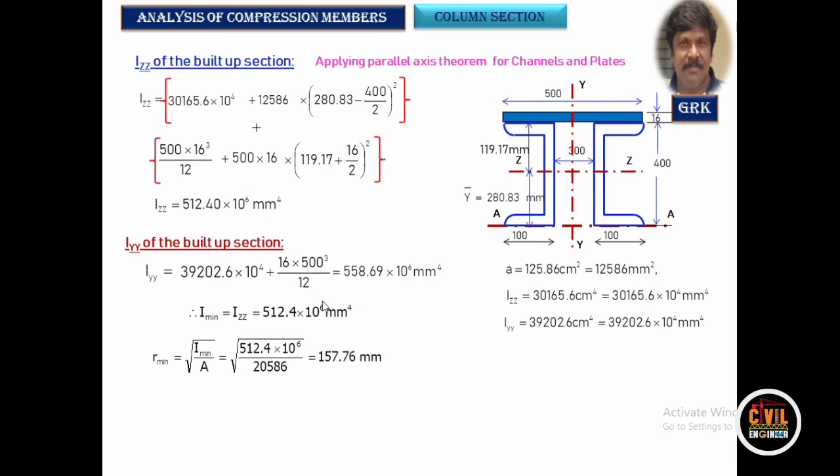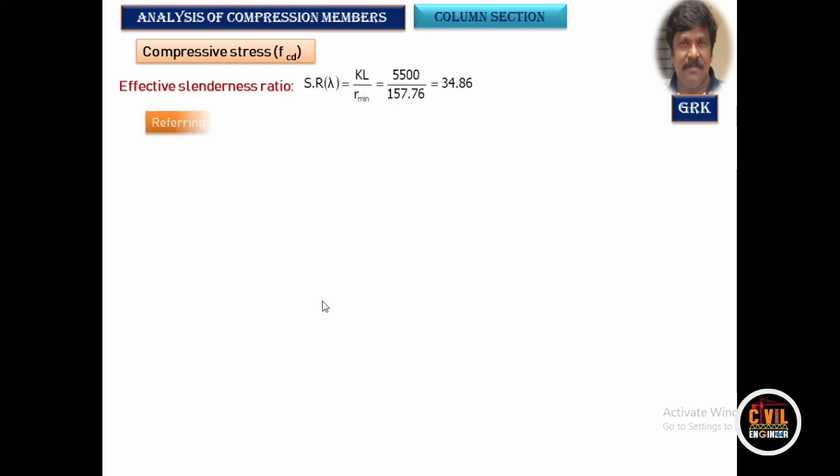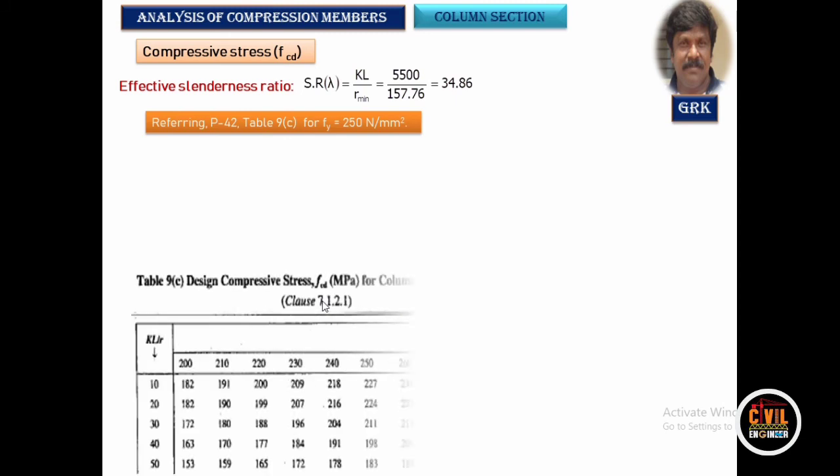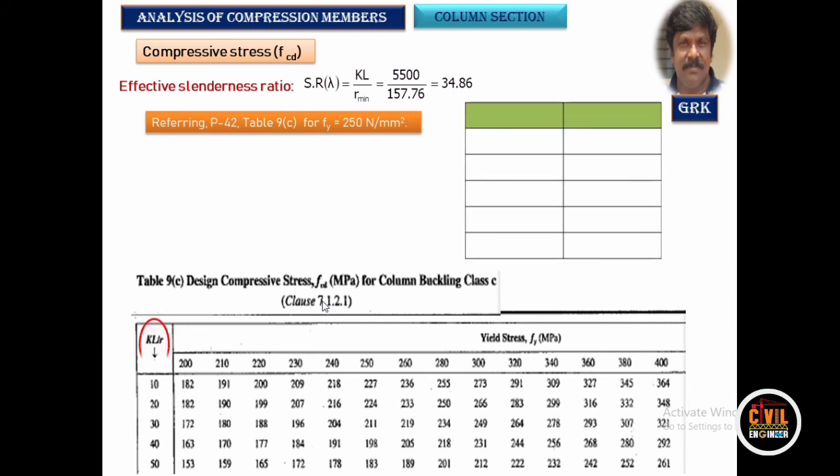Then get the minimum radius of gyration. It's 157.76 mm. Then we can calculate the slenderness ratio. It's equal to 34.86. For the built up section, we always refer, as I said earlier, to table 9C from the code book. By interpolation, get me the value of FCD for 34.86.